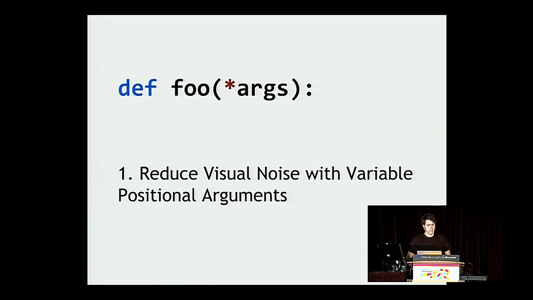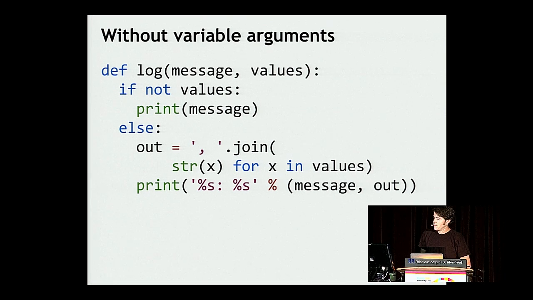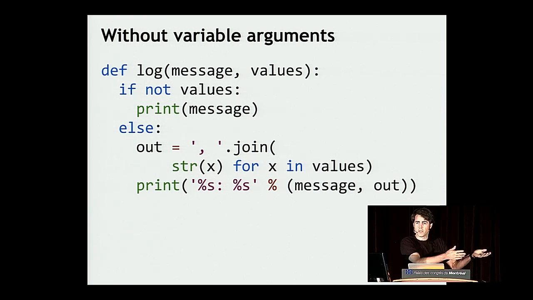First thing is star args. So I think that you should reduce the visual noise in your programs by using variable position arguments. And so let me tell you what that means and why. So here's a function. It's a log function. It takes a message, like a string message, and a list of values that you want to print out along with the message. If there are no values, then it just prints the log message to the terminal.